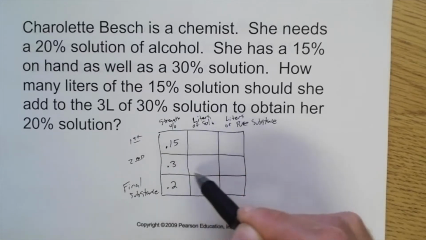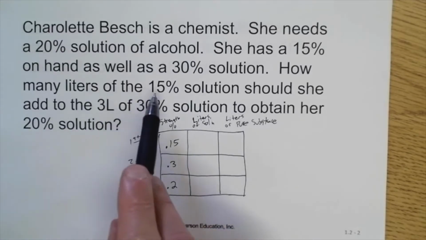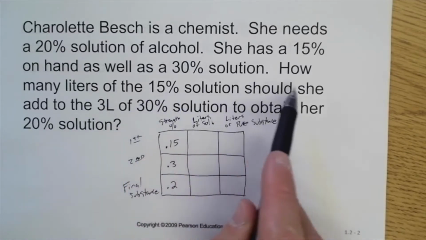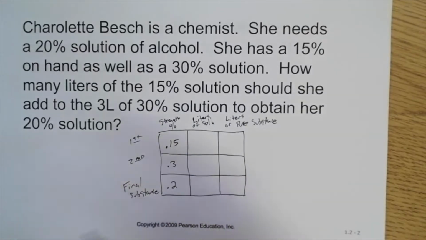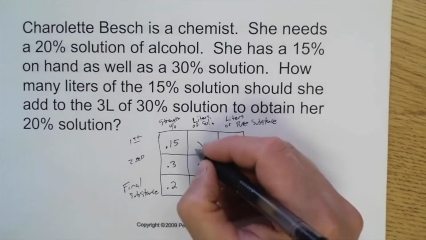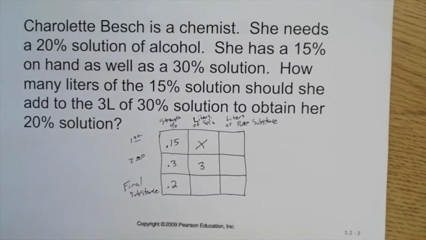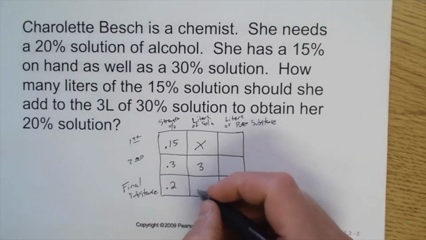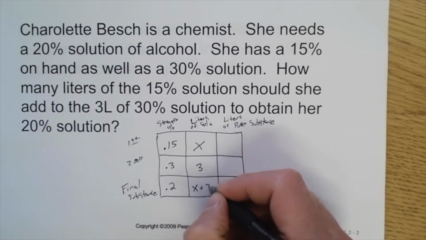These four boxes is what I want to get from the problem. Okay. So we're looking for how many liters of the 15% solution should be added to the 3 liters of 30%. So we know we're going to have 3 liters of 30%. We don't know how much of the 15%, so that's our x. Now, the amount of liters that I'll have for that final substance is going to come from adding these two things together. So that's just going to be x plus 3.